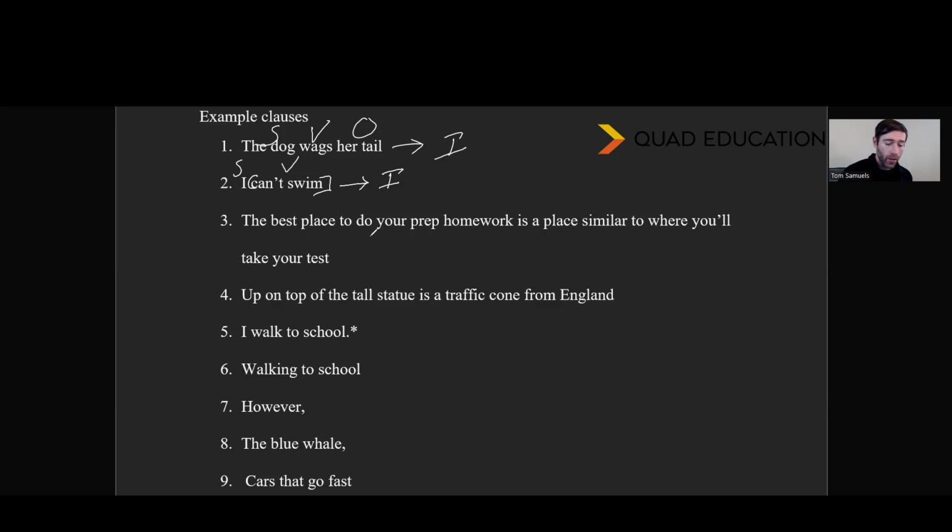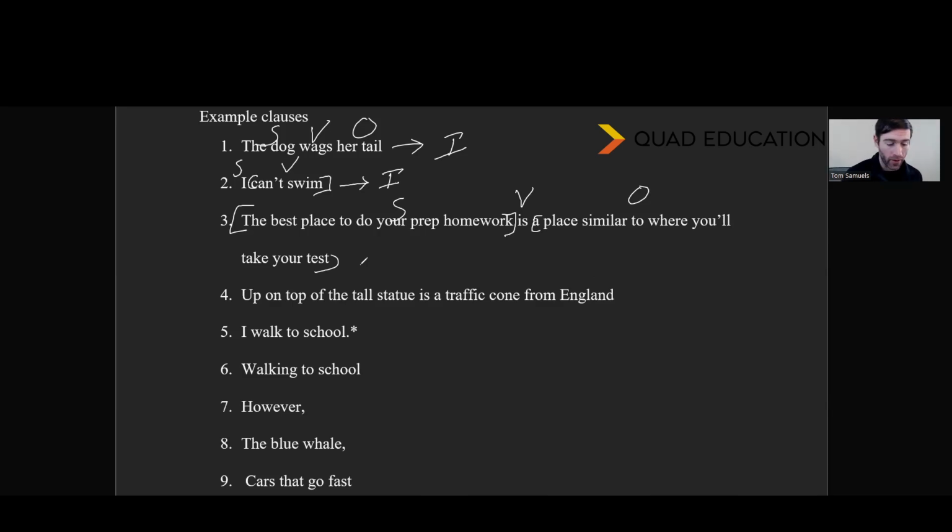Going on to option number 3, the best place to do your prep homework is a place similar to where you'll take your test. Good hint there. That is very true. So this is a little trickier because where is the verb? Well, it's just "is." So just because it's really short, it can still be a verb. So "is" is the verb here. And then the subject is "the best place to do your prep homework." So all of that is actually the subject. And then everything else, "a place similar to where you'll take your test," that's all object. So very long subject and object there, but really short verb. And that will happen a lot of the time on this test.